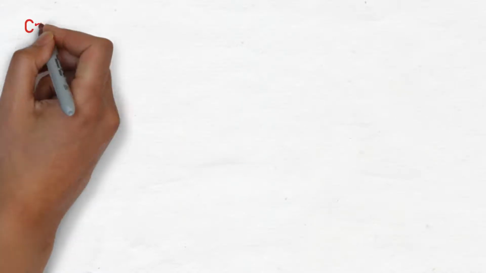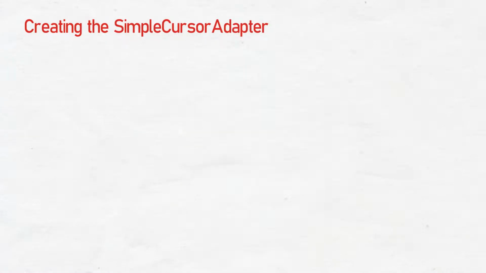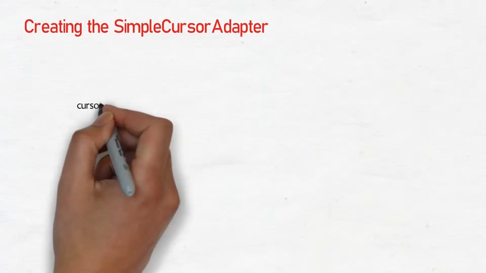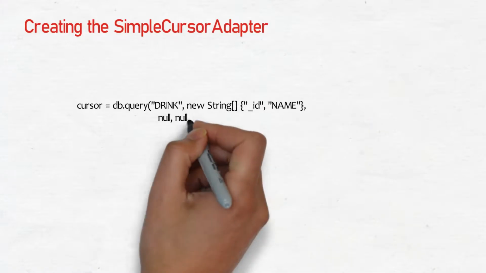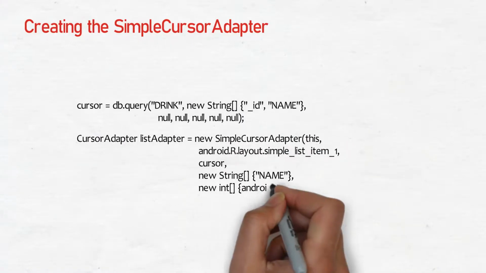To create a simple cursor adapter, you need to tell it how you want the data to be displayed, which cursor to use and which columns should be mapped to which views. Here's how you would create a simple cursor adapter to display a list of drink names.